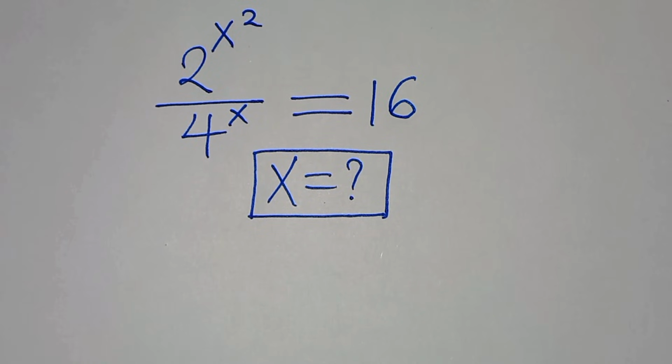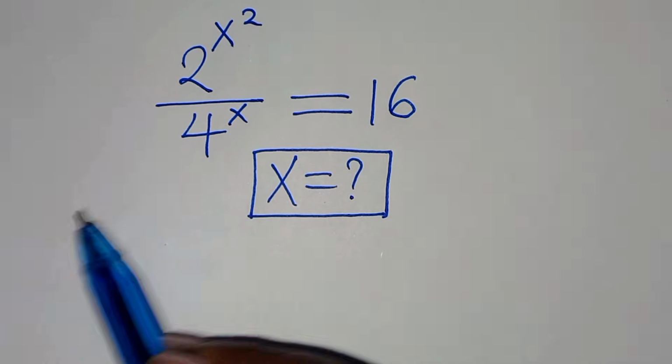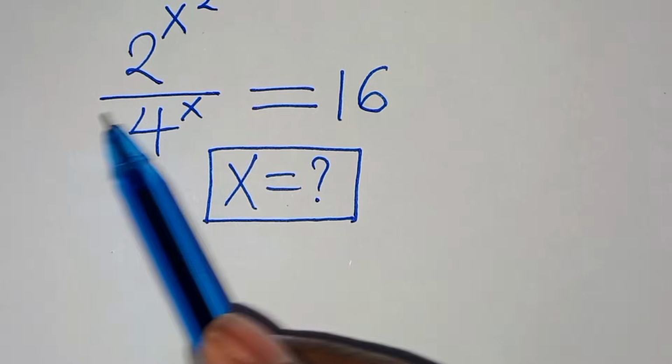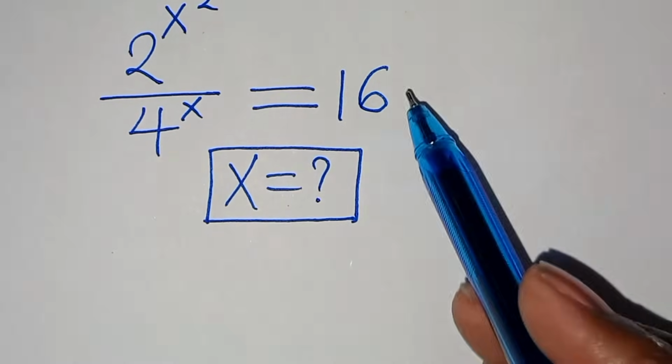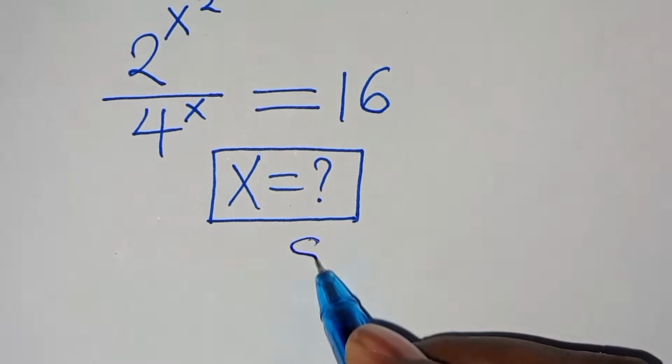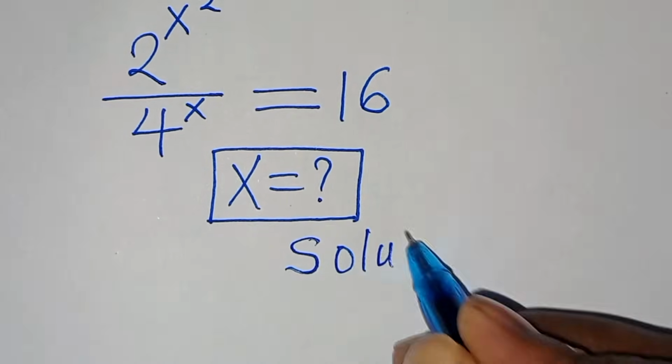Hello everyone, you're welcome to solve this nice exponential equation, which is 2 to the power of x squared divided by 4 to the power of x. This is equal to 16. So what is the value of x? Now let's provide a solution from here.